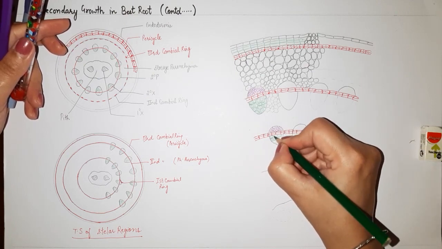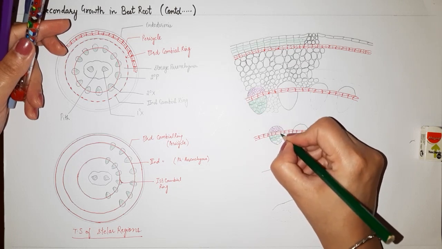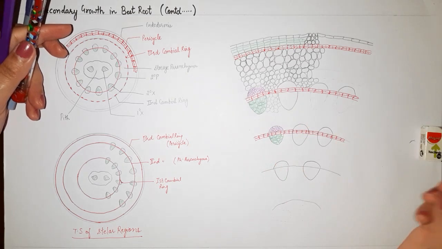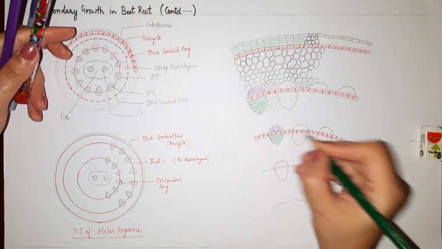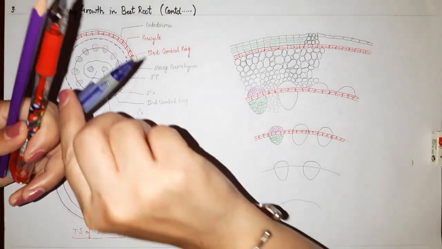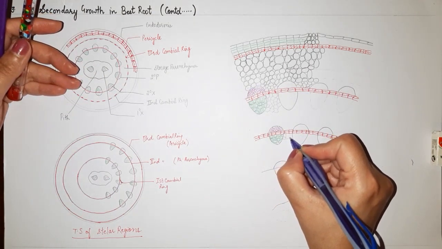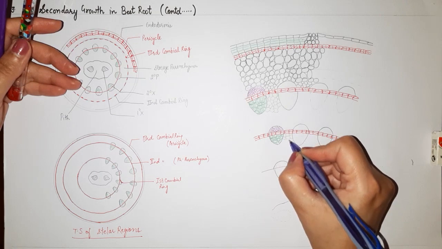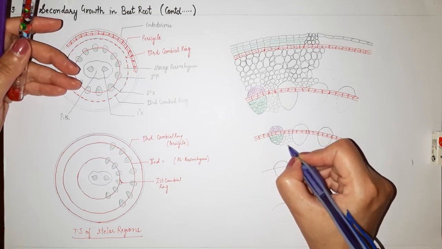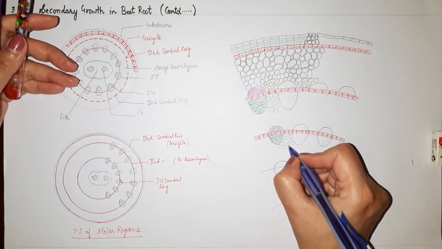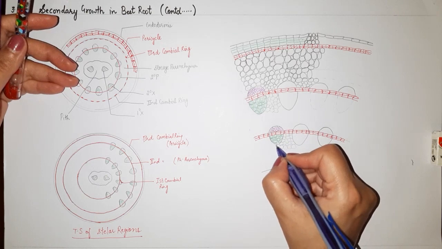Make it double walled. And in between, storage parenchyma, which is polygonal till the level of bundles, and afterwards you can show it circular.